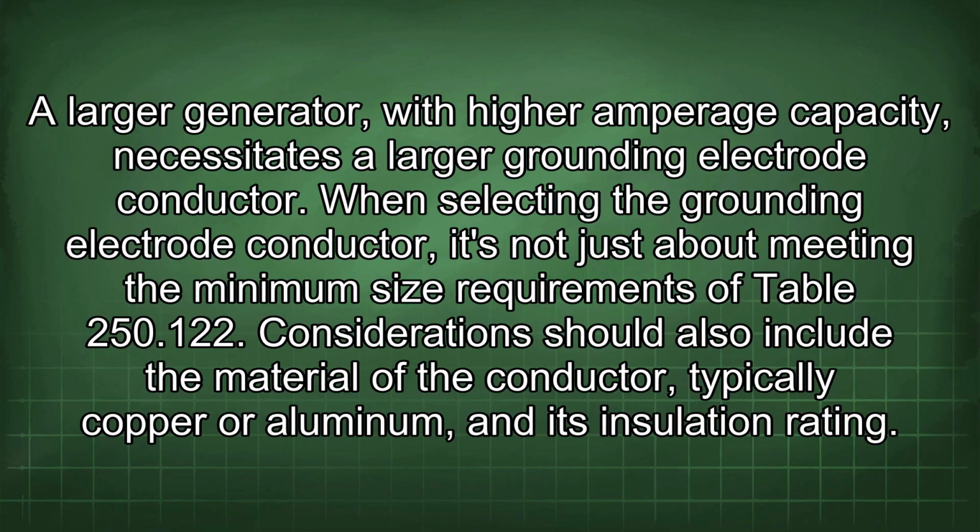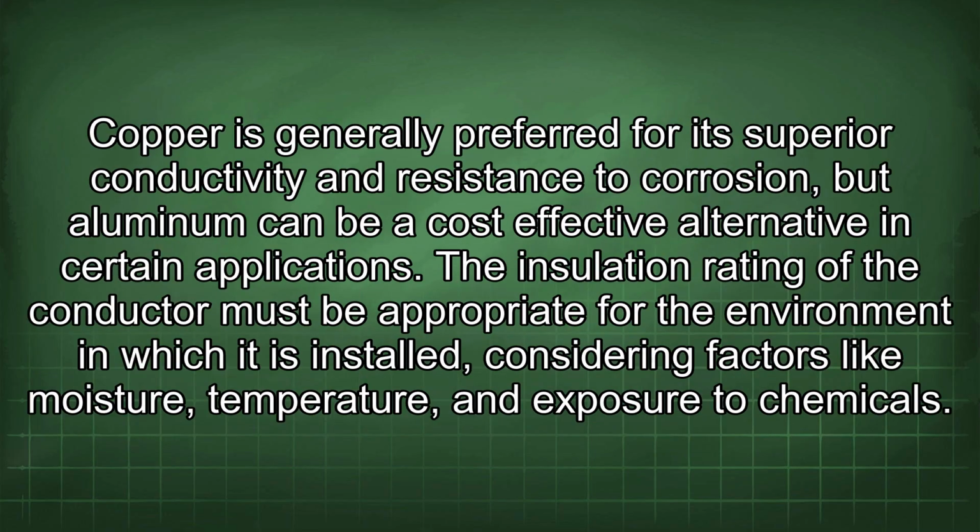When selecting the grounding electrode conductor, it's not just about meeting the minimum size requirements of Table 250.122. Consideration should also include the material of the conductor, typically copper or aluminum, and its insulation rating. Copper is generally preferred for its superior conductivity and resistance to corrosion, but aluminum can be a cost-effective alternative in certain applications. The insulation rating of the conductor must be appropriate for the environment in which it is installed, considering factors like moisture, temperature, and exposure to chemicals.